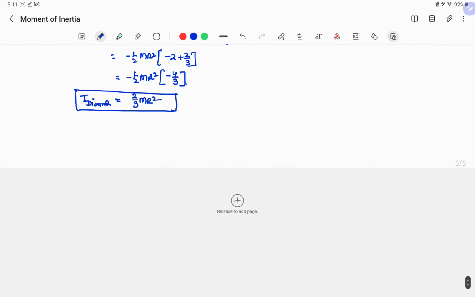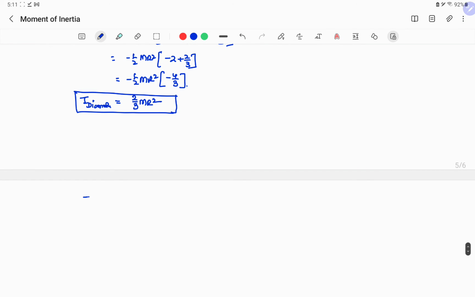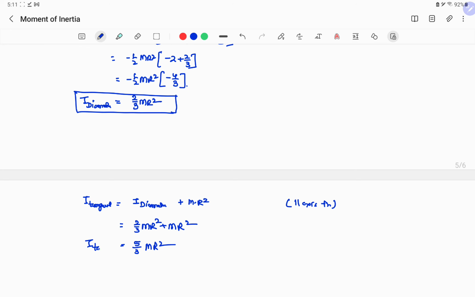Similarly, if we have to find the moment of inertia of the hollow sphere about its tangent, it will be equal to I diameter, and because the tangent is parallel to the diameter, it will be plus m into r square, where we have used the parallel axis theorem. So it will be equal to 2 by 3 m r square plus m r square. So it is equal to 5 by 3 m r square. This is the moment of inertia of the hollow sphere about its tangent.